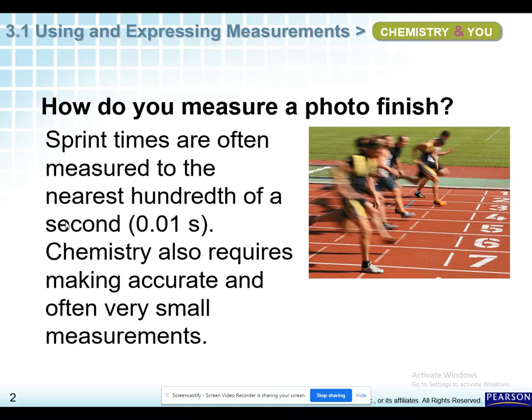So let's get started. This section starts out with a question saying, how do you measure a photo finish? If you are in track, if you run the 100-meter race or 200-meter race, they run pretty fast, and sometimes people come in around the same time. So sprint times are often measured to the nearest hundredths of a second. In case you don't know what hundredths of a second is, this place value is the tenths. This one is the hundredths. So it's measured out 2 decimal places. And chemistry also requires making accurate and usually very small measurements as well.